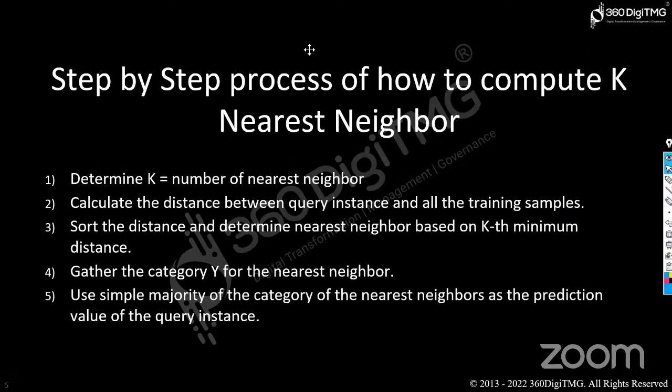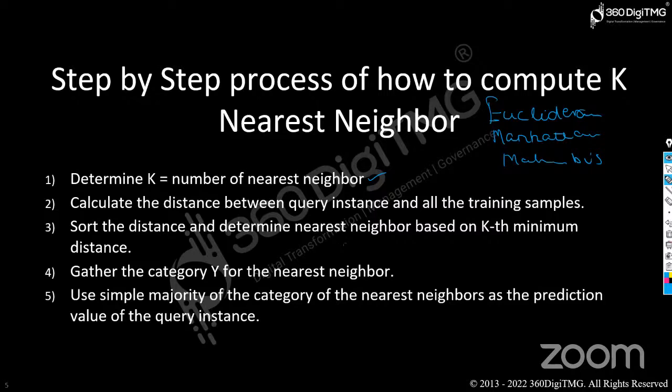Then comes the point: what is the step-by-step process on how to compute your k nearest neighbor? So first you determine your k, that is the number of your nearest neighbors. Then you calculate the distance between the query instance and all the training samples. And how do we calculate the distance, guys? We have Euclidean distance. Yeah. We have, say, Manhattan distance. And we have Mahalanobis distance. Based on this, you can find out the distance.